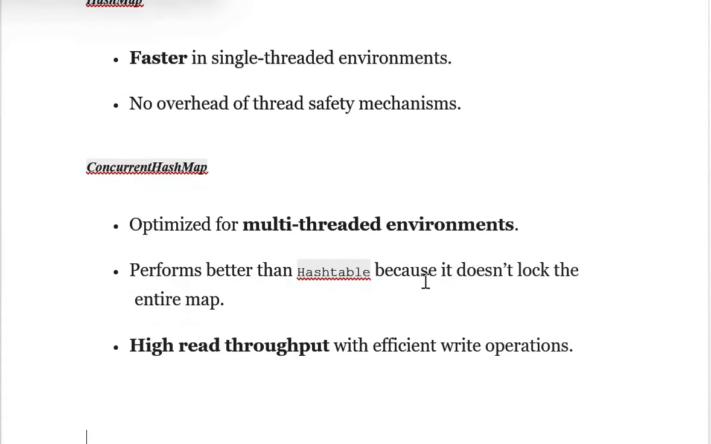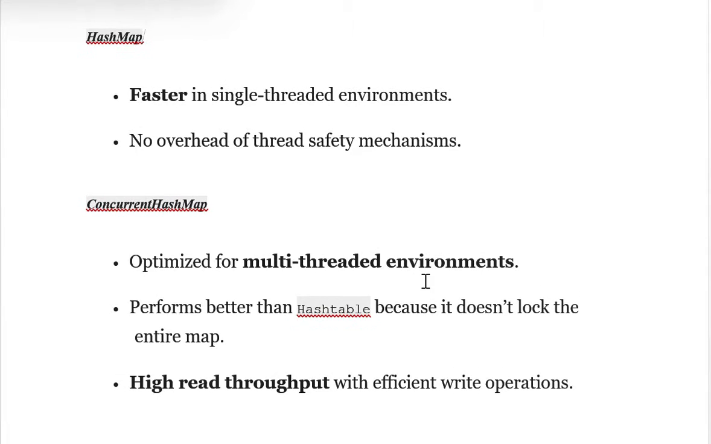Performance wise, HashMap is faster in a single-threaded environment, with no overhead of thread safety mechanisms. But ConcurrentHashMap is optimized for multi-threaded environments, and it performs better than Hashtable because it does not lock the entire map.